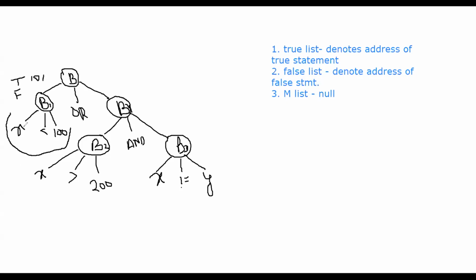Now, if this statement is true, the true statement is written at line number 1, and the else statement is written at line number 102. So the true list will contain the address of the true statement and the false list will contain the address of the false statement, that is the else statement, right? Now we have scanned x is less than 100. Fine. Now with or, we'll make one more list that is called the M list, and by default this list is containing none, right?